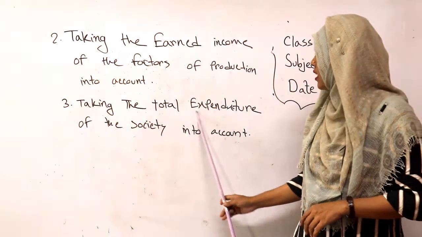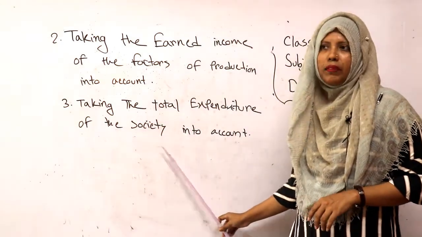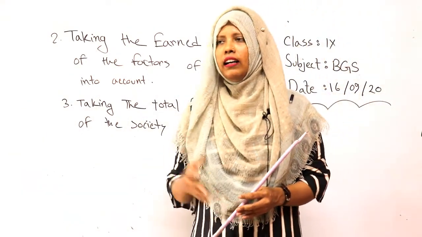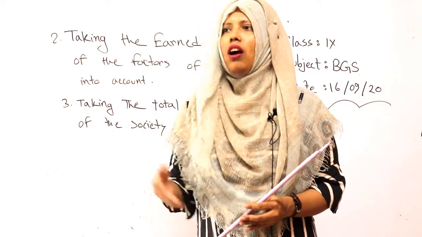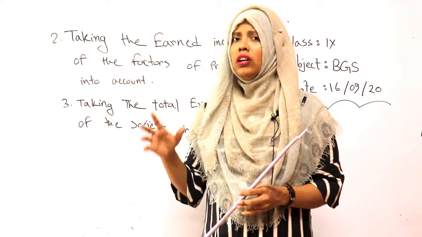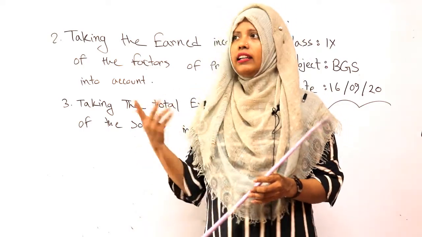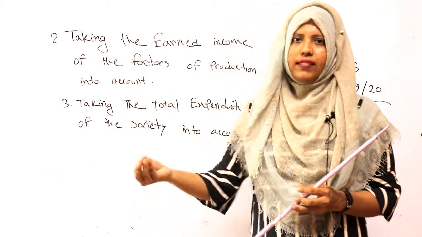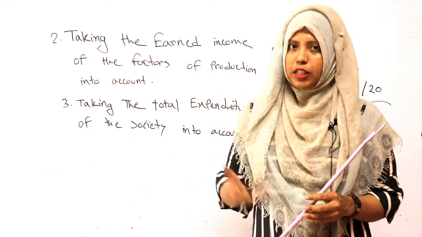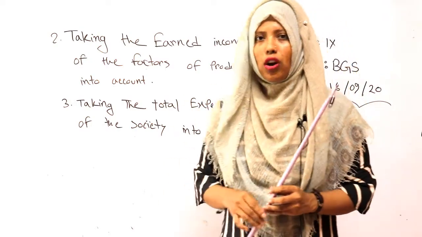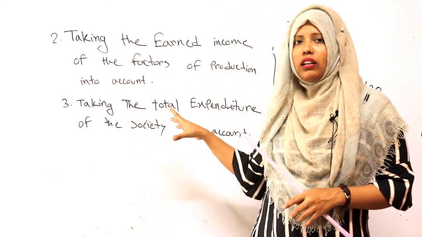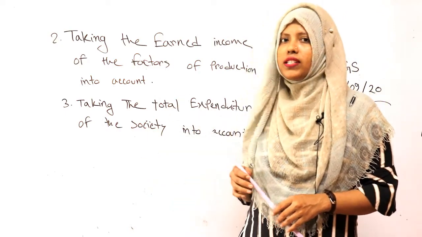The other aspect of measuring is taking the total expenditure of the society into account. Here we focus on the expenditure of the society. What is the expenditure of the society? We are the members of society, consumers are the members of society. So the expenditure of consumers, the prices by which we have purchased the goods, that is the expenditure, and the total amount of expenditure in 1 year is the total measurement of the GNP or gross national product.